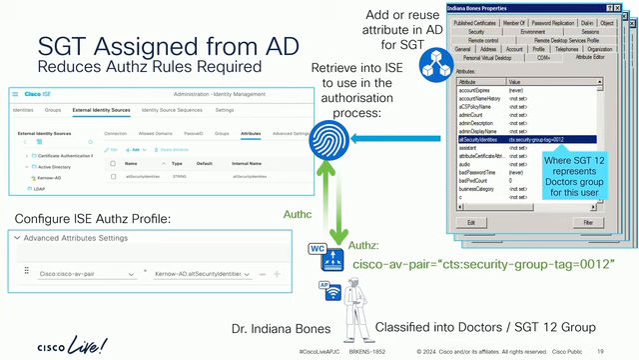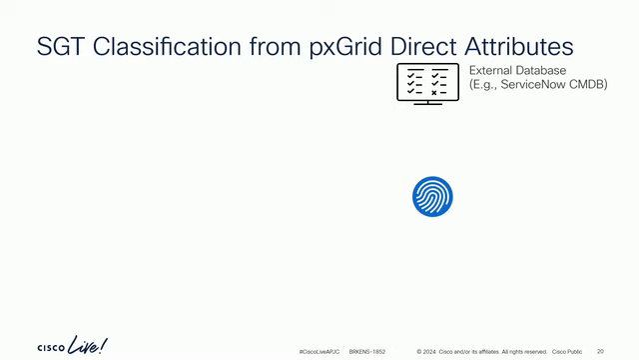Love that. That's going to save me some rules, but I have endpoints which don't have entities in Active Directory, so I've still got a problem. And I said, oh, well, we have a solution for that. This is a fairly new innovation called pxGrid Direct. And this is how it works.